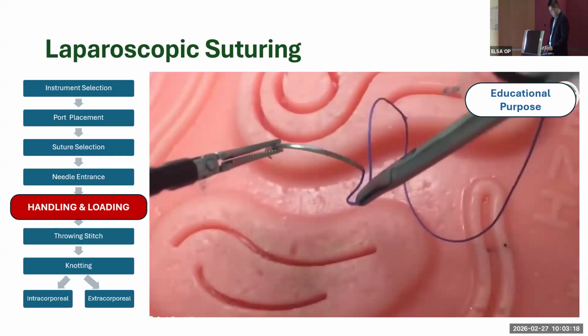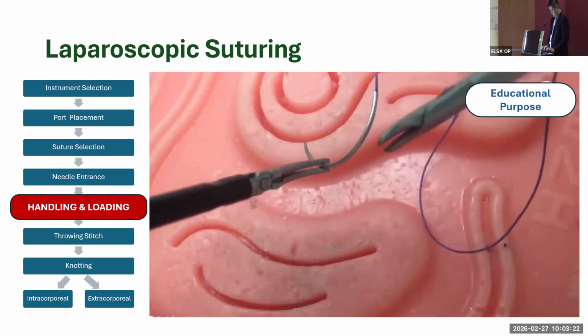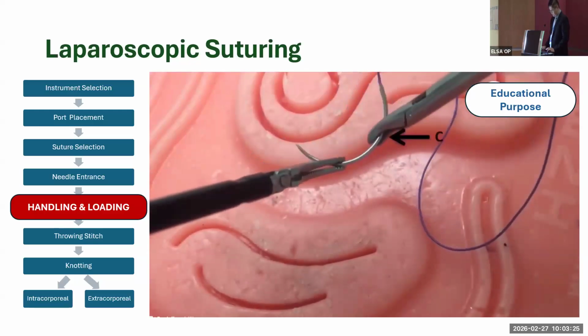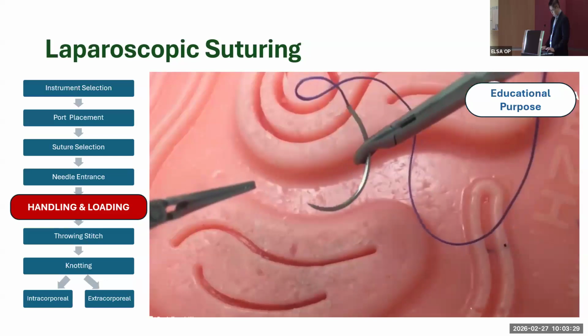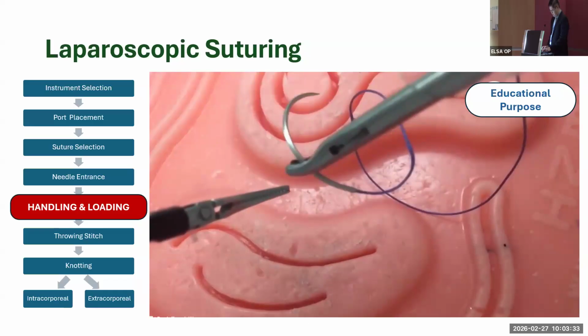Swivel the needle such that the light evenly reflects off point C. Then, using the needle driver, grasp the needle firmly at point C. Release the needle from your left instrument and do a couple practice throws to ensure the needle was loaded approximately 90 degrees to the driver.